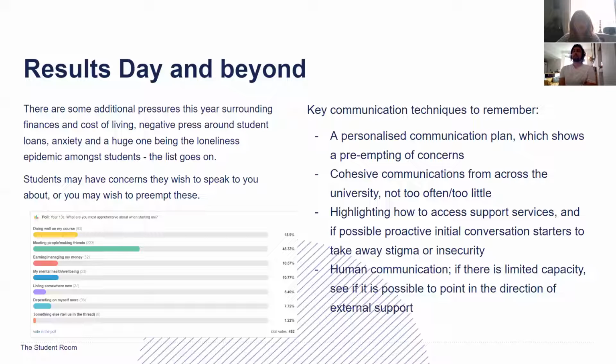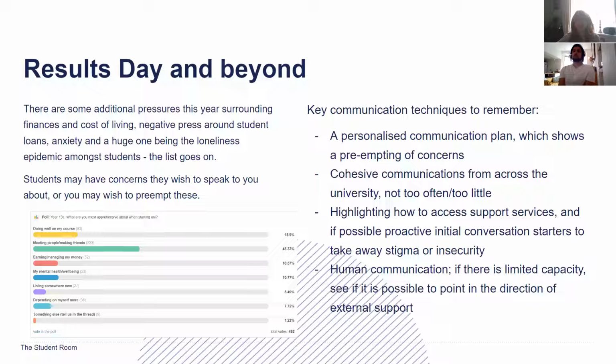So with this, the key communication technique to remember is a personalized communication plan, which is preempting concerns. Communication with students, not too much, not too little, is always the most important thing here, but keeping them in the loop about what could happen in the future, and preempting some of the concerns that we know they've got already, is really helpful and showcases you as a supportive institution.